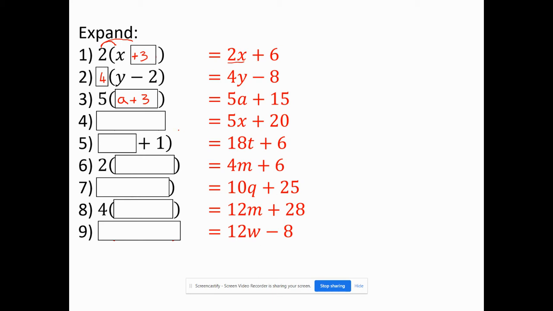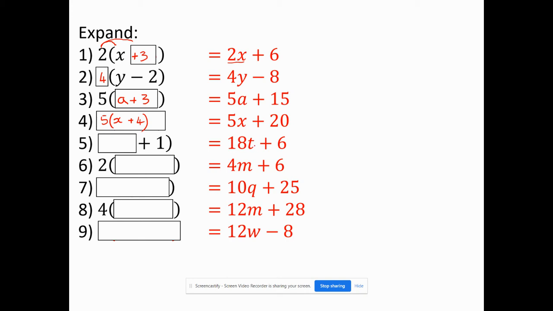Now this one here, we don't have any clues, but if we look at these numbers, we've got 5 and 20. Hopefully, if we're having a bit of a guess, we might guess, well, maybe 5 is the number we could bring out. And so if we put 5 there, we would need x there. 5 times x is 5x, and we would need 4 there. 5 times 4 is 20.